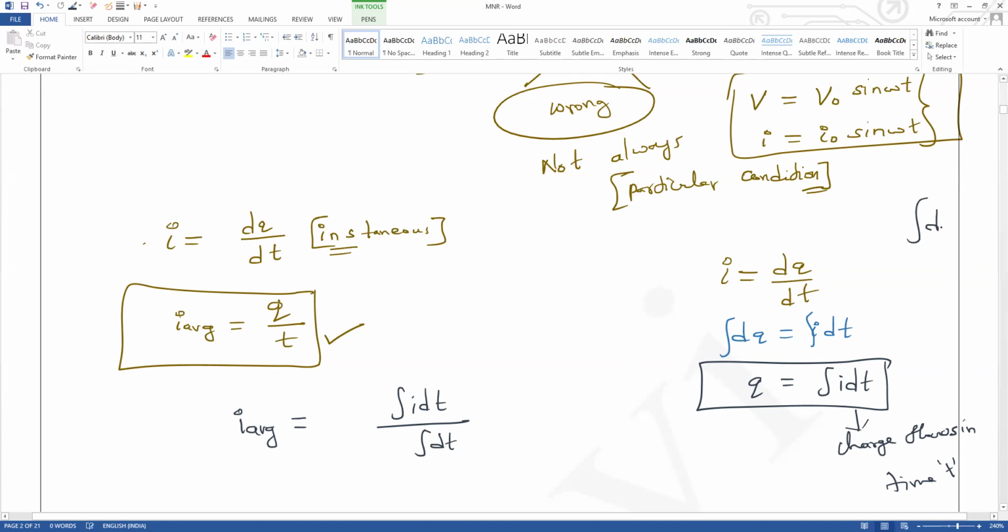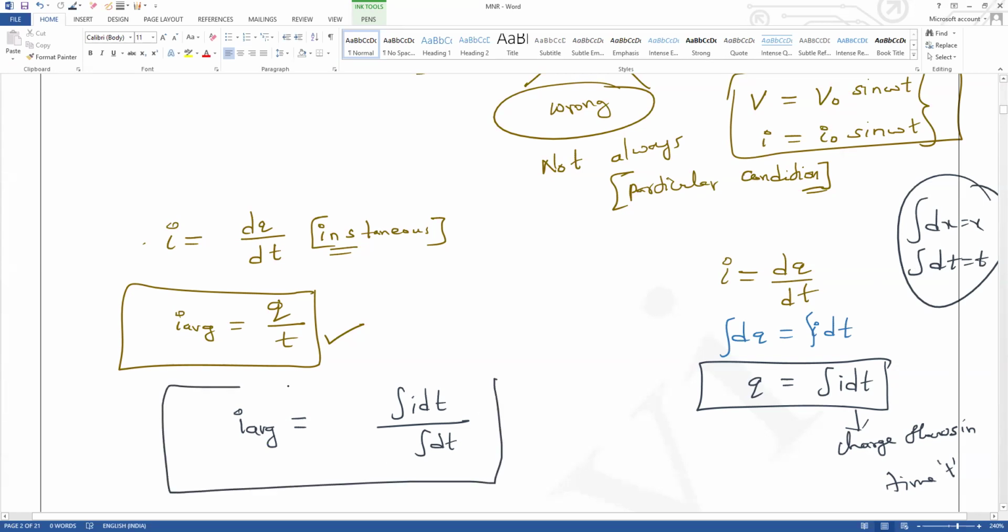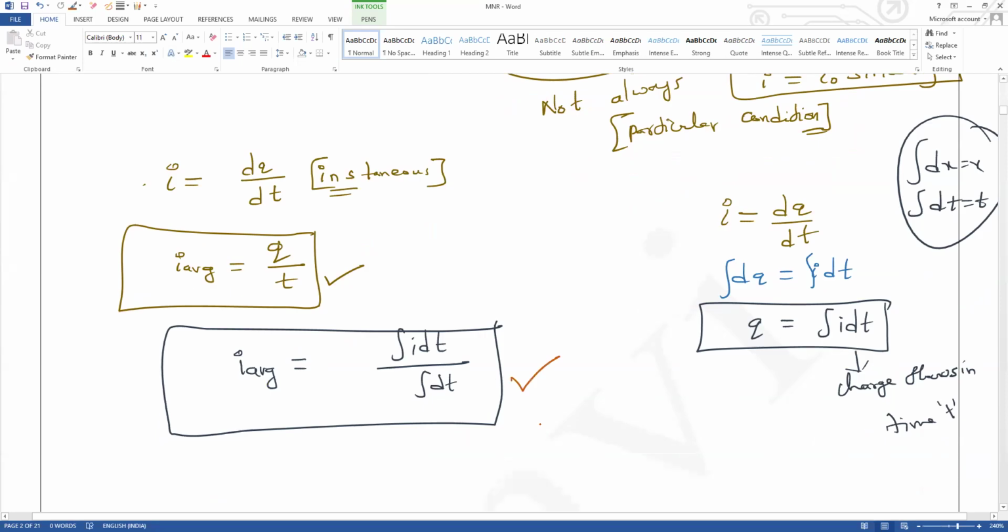Integral what? Integration of dt is what? Integration of dx is x. So integration of dt is what? T. So can I write t as integral dt? Yes or no, guys? That is understood.